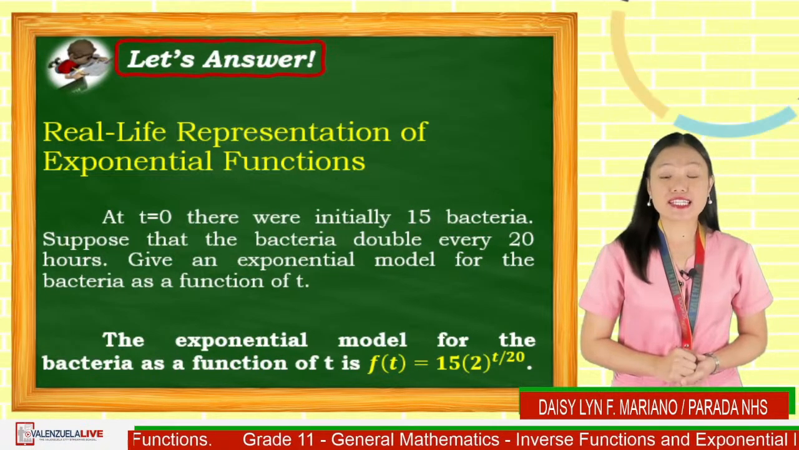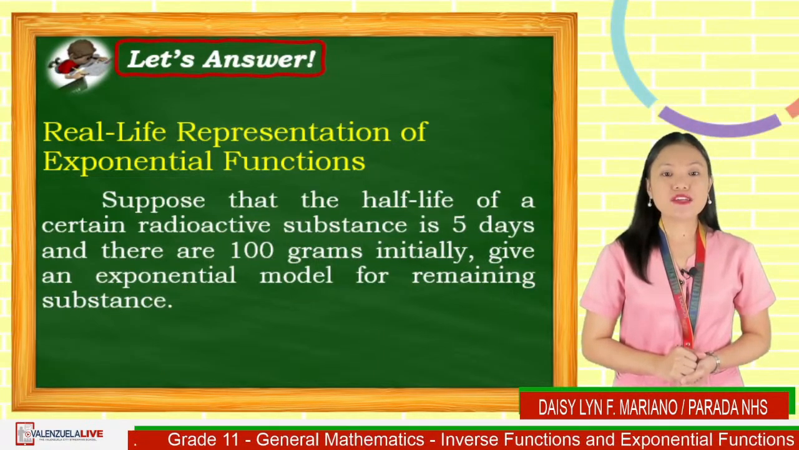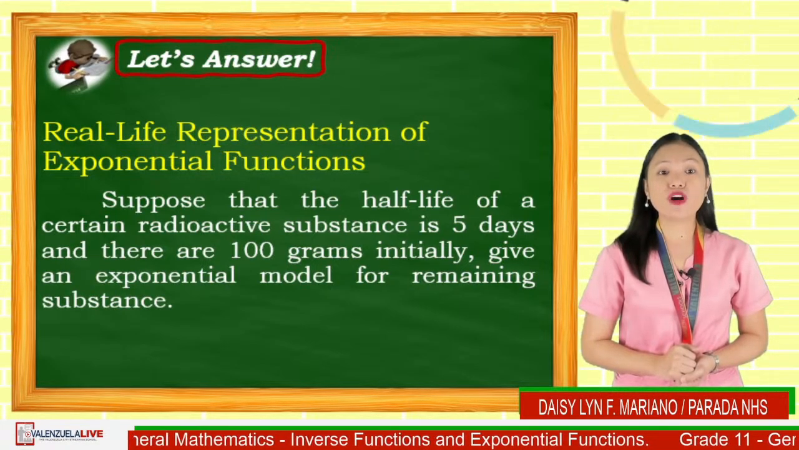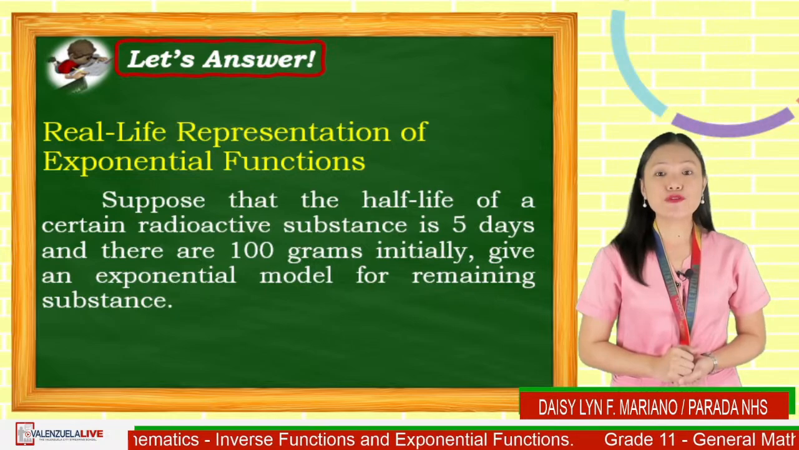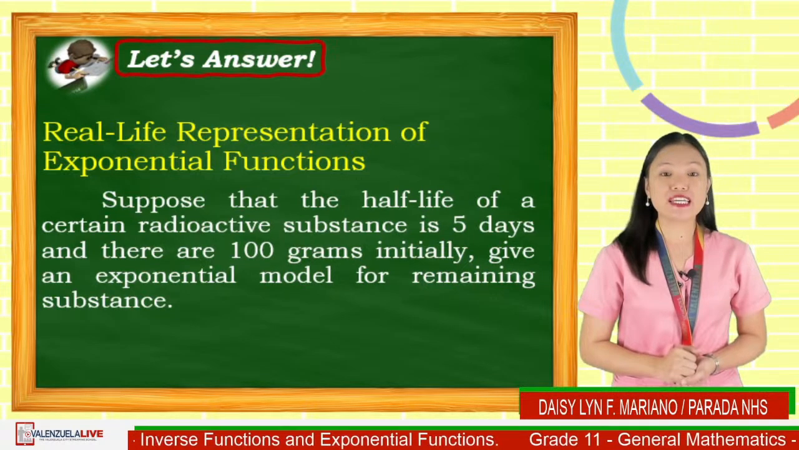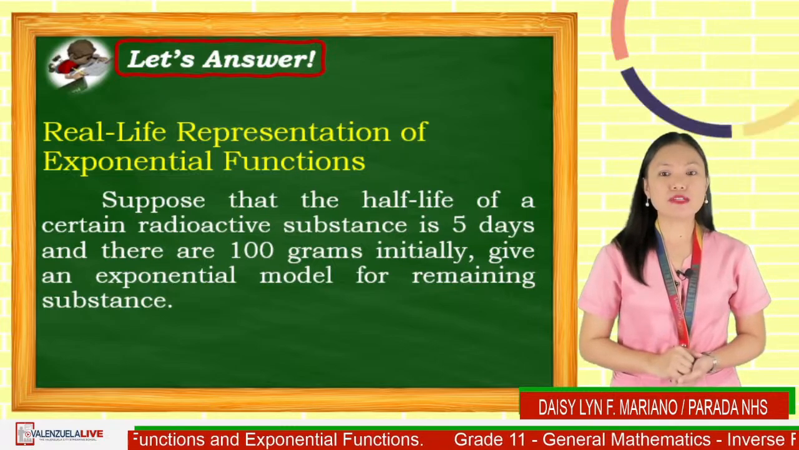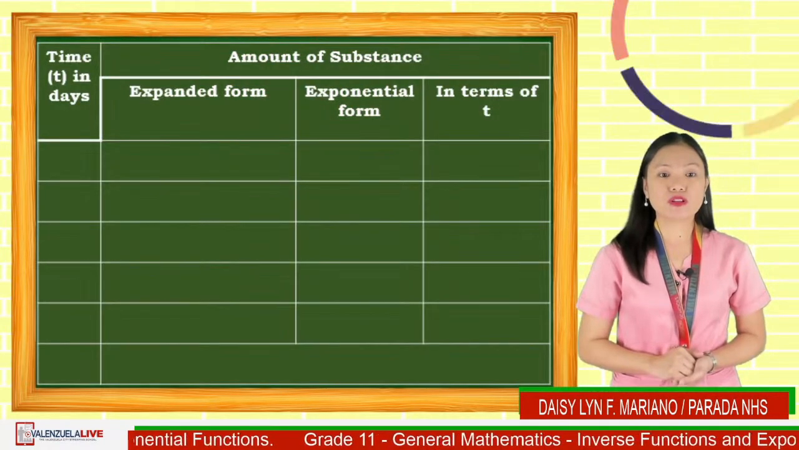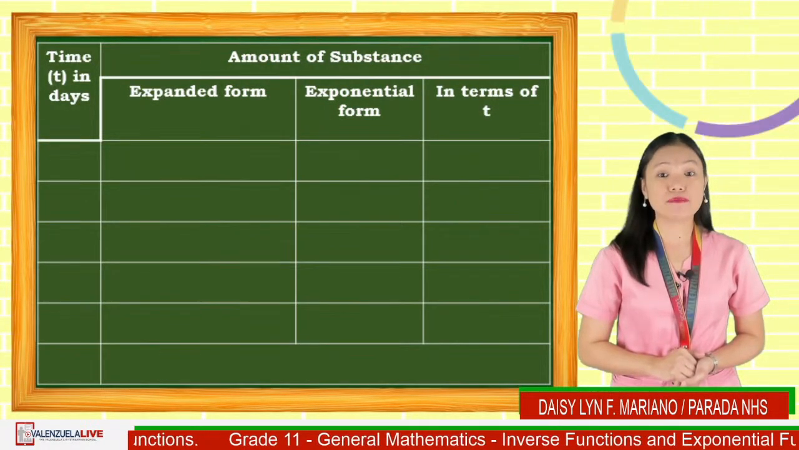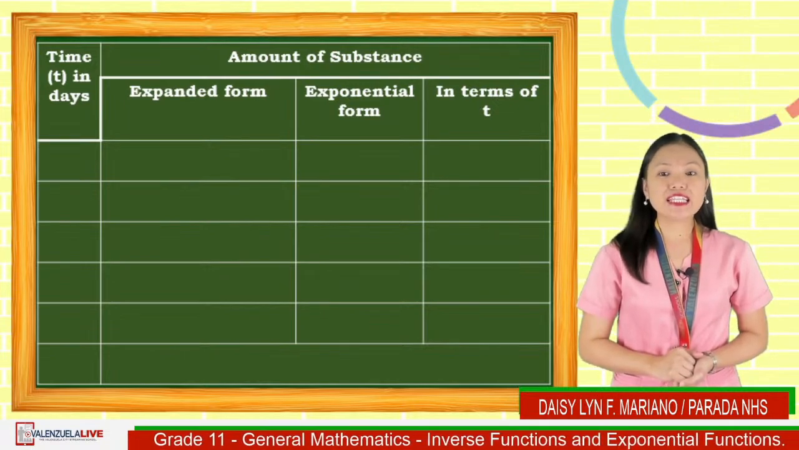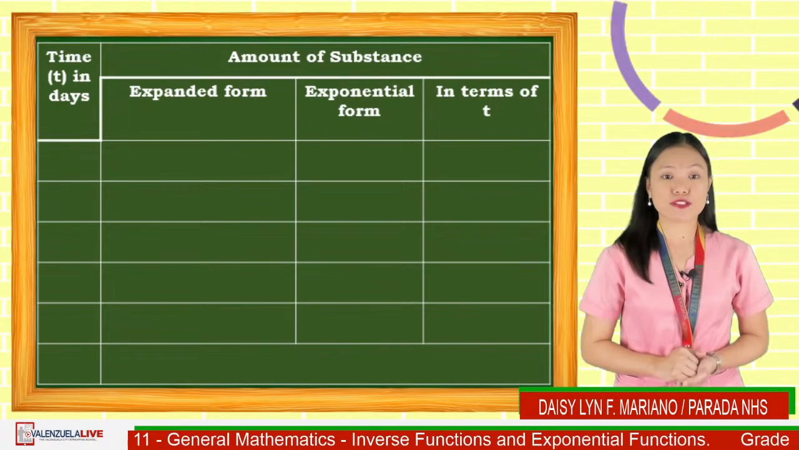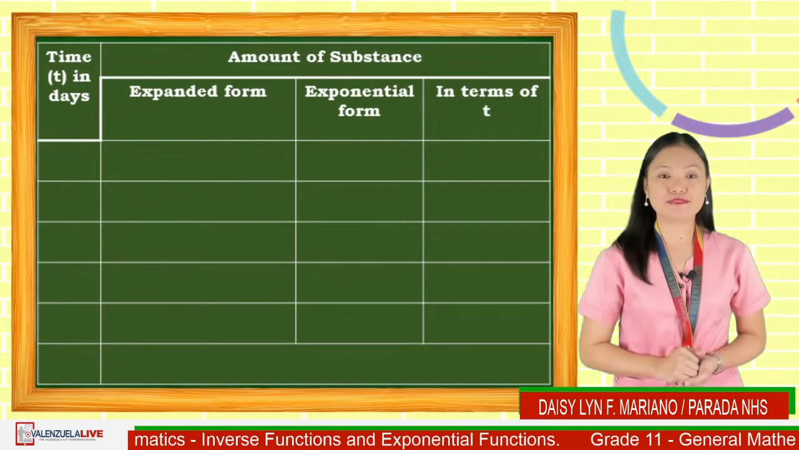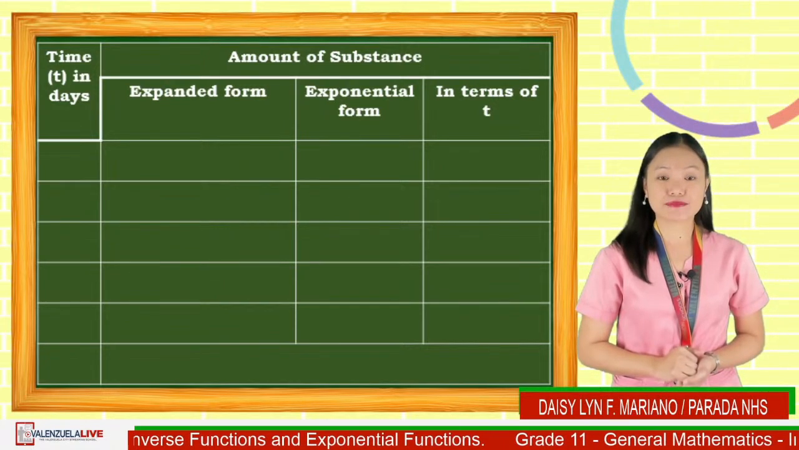Let us have our next example. Suppose that the half-life of a certain radioactive substance is 5 days and there are 100 grams initially. Give an exponential model for the remaining substance. Solving this problem is somewhat similar to the previous problem. That is, we use a table to represent the number of days denoted by t and the amount of substance. The amount of substance will be written in three forms, namely expanded form, exponential form, and in terms of t. Okay, let us start answering.